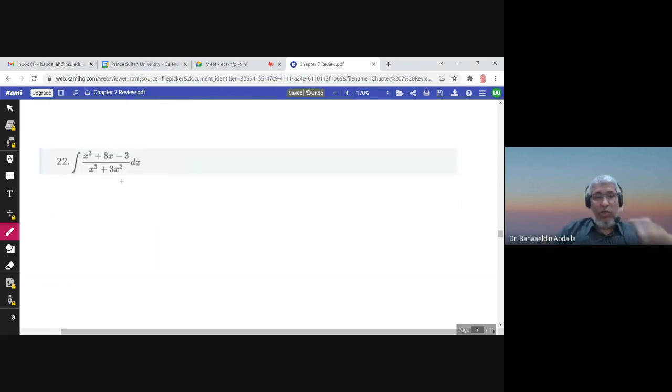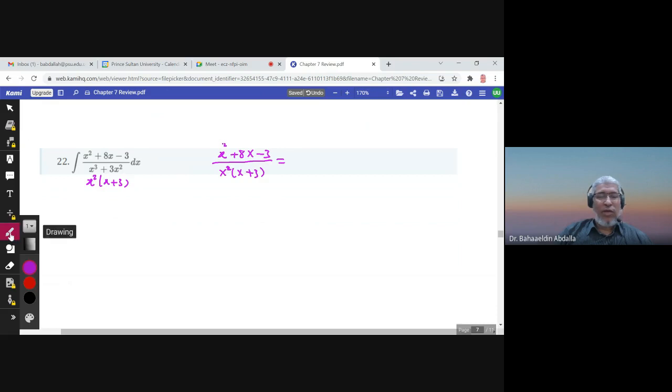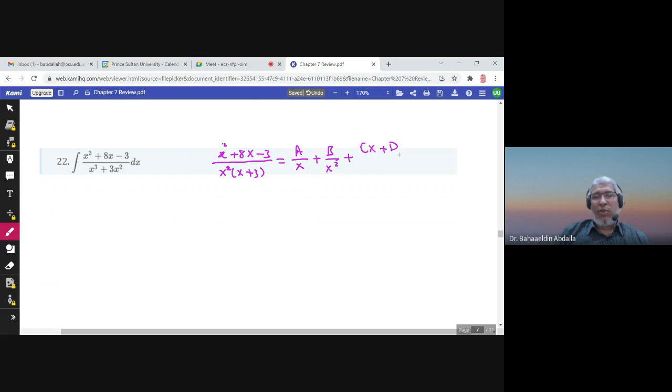This is a rational function again. Factoring the denominator, taking x squared as a common factor, I have x plus 3. So I will write x squared plus 8x minus 3 over x squared times x plus 3, following what we learned in section 7.4. I can write this as a over x plus b over x squared plus cx plus d over x plus 3.